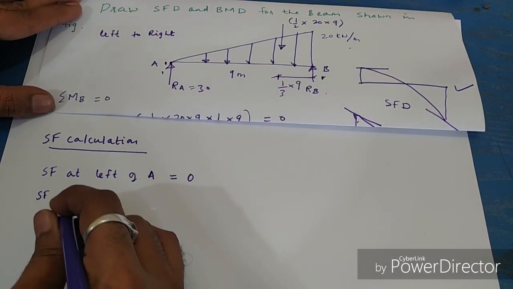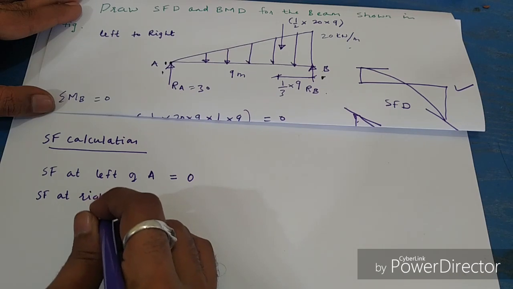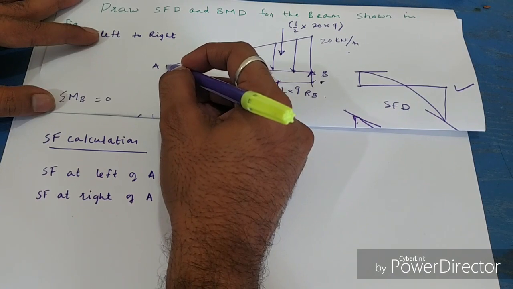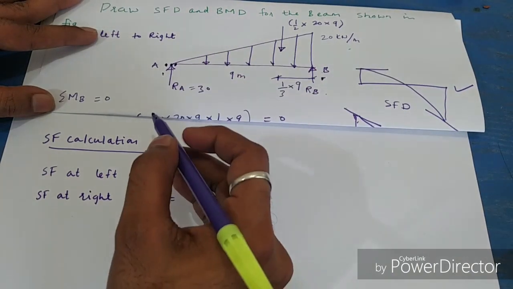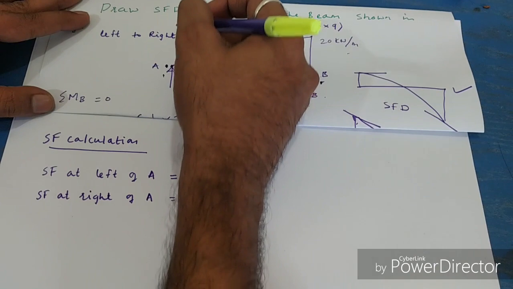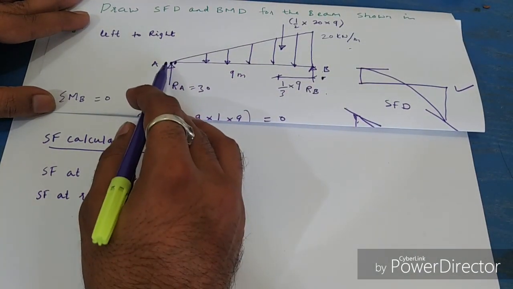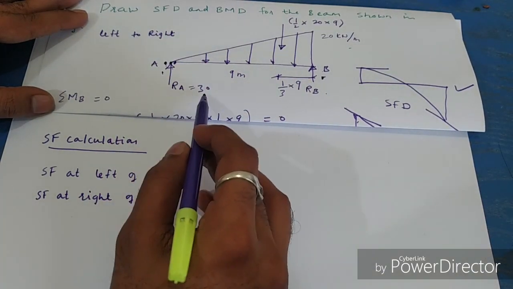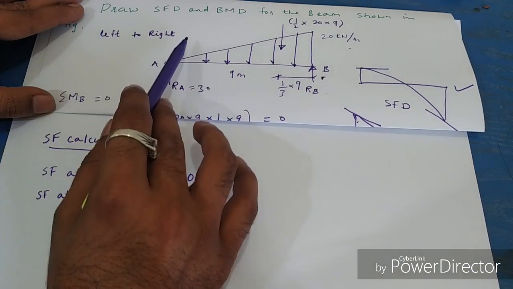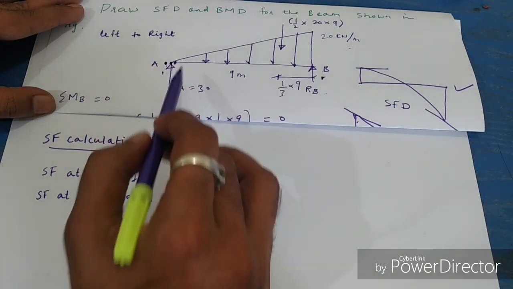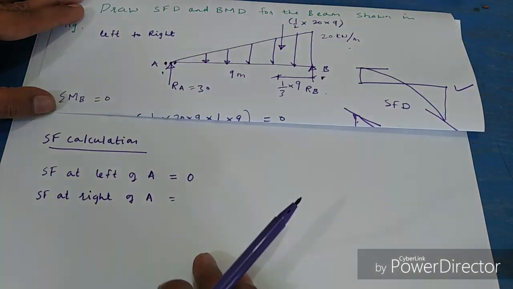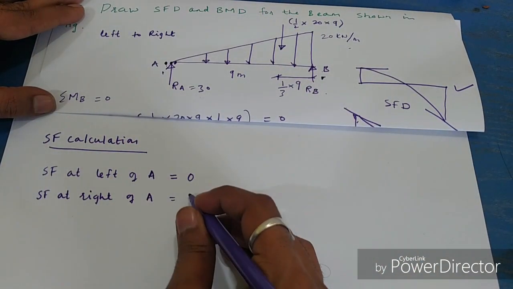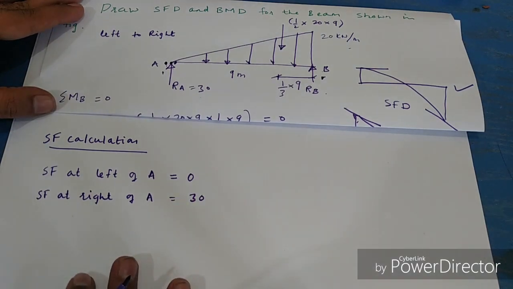Shear force at right of A. So you are traveling from left of A to right of A, and one force is going upward, that is 30 kilonewton. Whenever you are traveling from left to right, the forces going upward shall be taken as positive and the forces going downward shall be taken as negative. As simple as it is. So one force is going upward, 30 kilonewton.